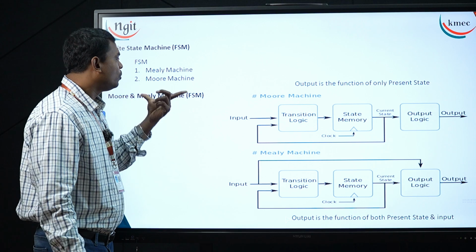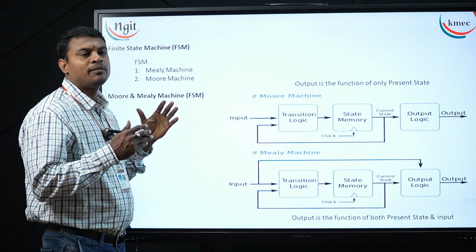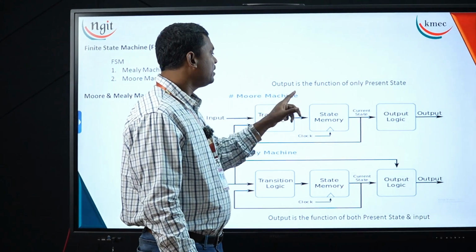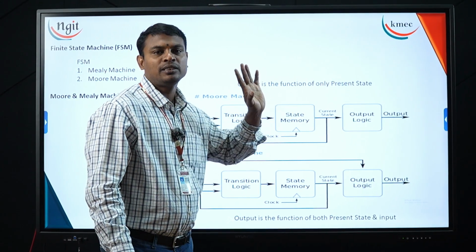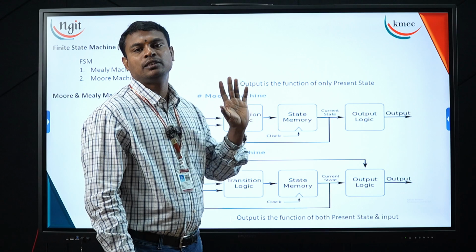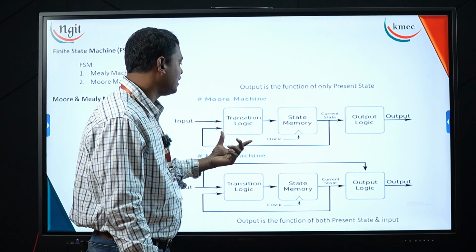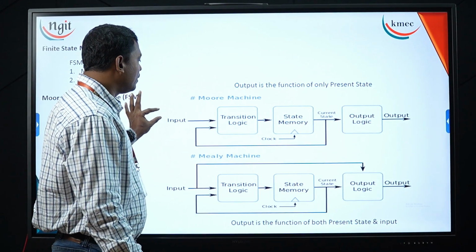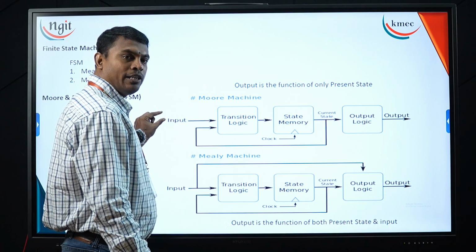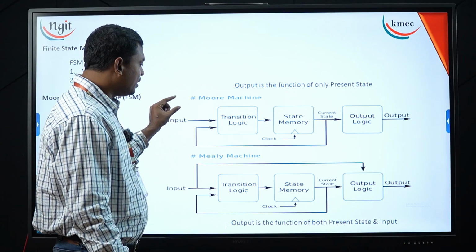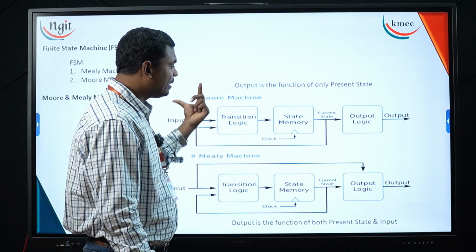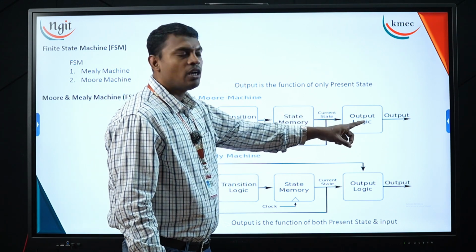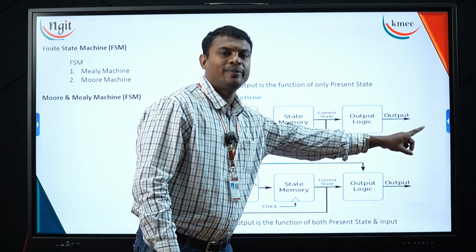Now, how are these two machines visible in a block diagram and what do they define? We will see here. This is the Moore machine. In a Moore machine, the output is a function of only the present state, meaning the output depends only on the present state. A Moore machine contains a transition logic, a state memory, and an output logic. For this, I apply an input value to the transition logic. That input value goes through the transition logic and gets stored in the memory. That memory provides the current state through the output logic, and the output logic provides an output value.